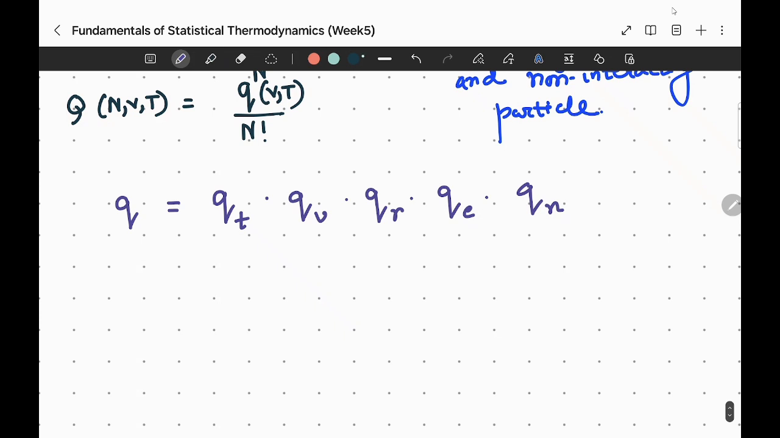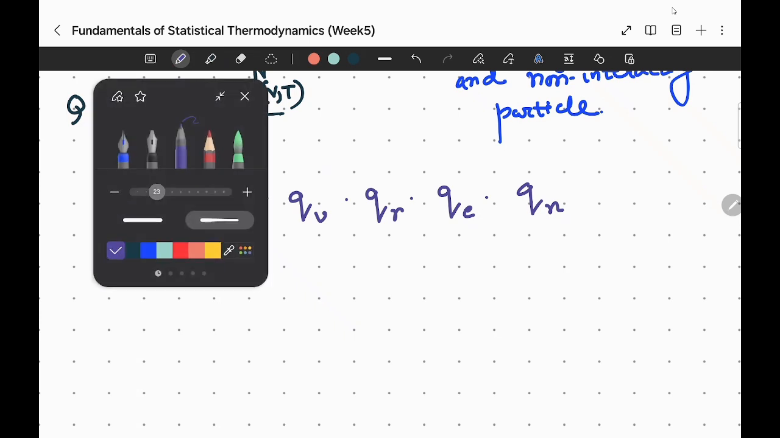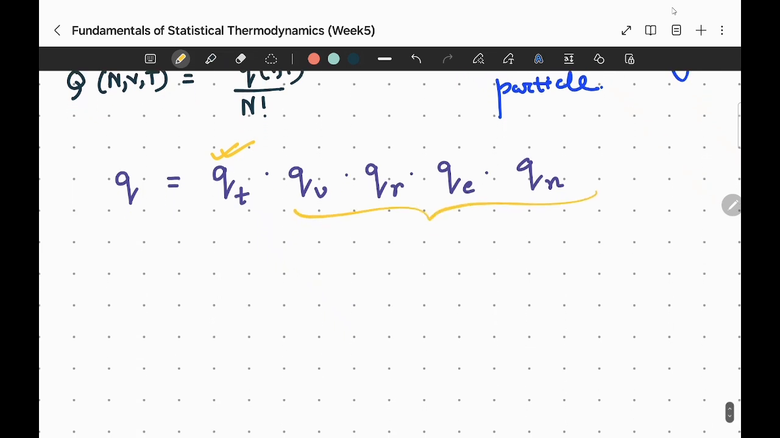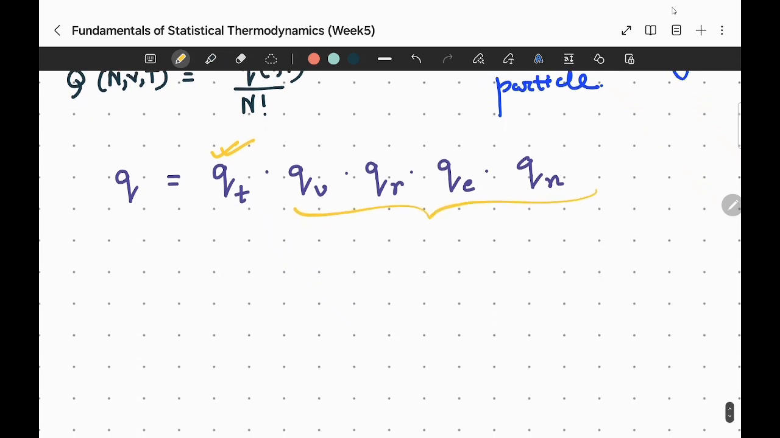Till now we have only studied this Q translational. This we will study in the upcoming lectures. But do you know what the form of Q translational is? Q translational is V by lambda cube, right? Lambda cube. So this is a function of V.